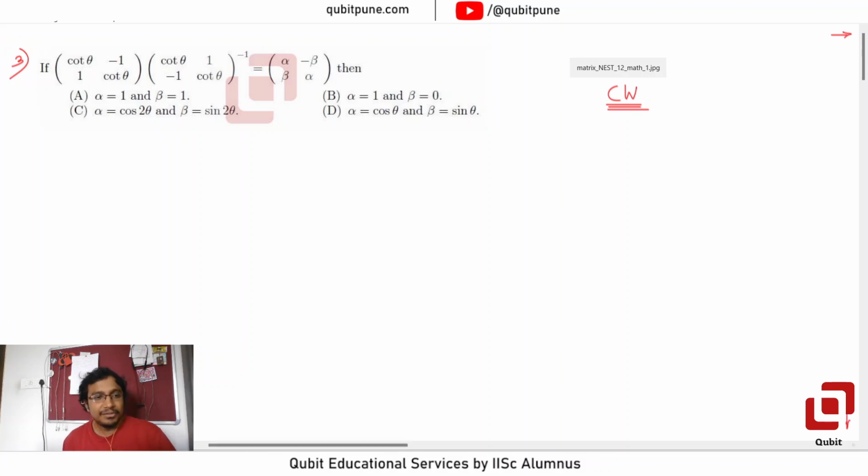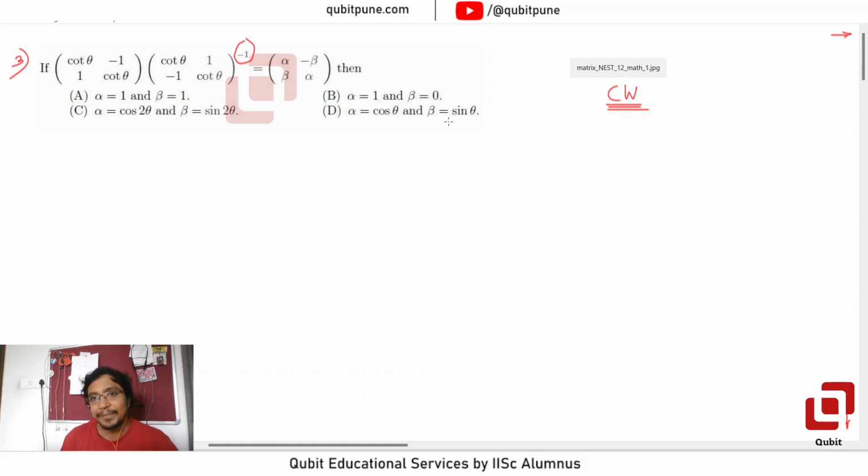Question 3 from NEST 12. If the inverse of the matrix [cot theta, minus 1; cot theta, cot theta, 1; minus 1, cot theta] is [alpha, minus beta; beta, alpha], then alpha equals, beta equals, and the options: alpha cos 2 theta, beta sin 2 theta; alpha cos theta, beta sin theta.